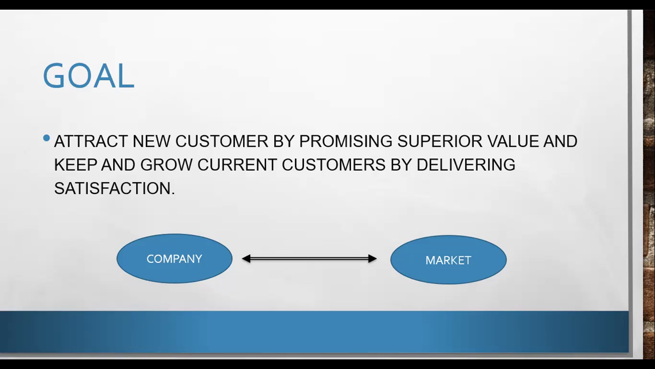So who is in between? The marketing. Why? Because the company has products and services. So how are these products and services able to go to the market? Through marketing. And the interacting components of marketing are the customer and the competition.